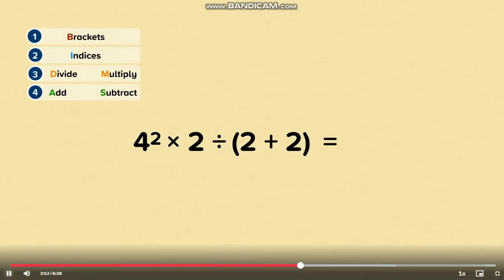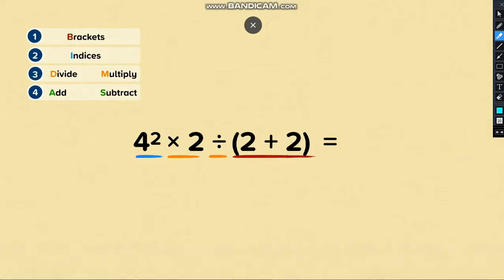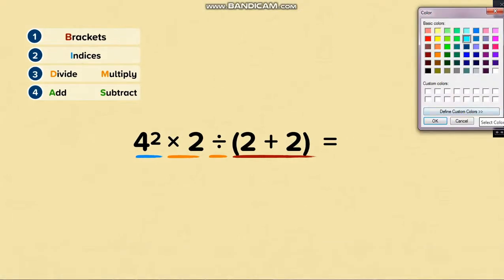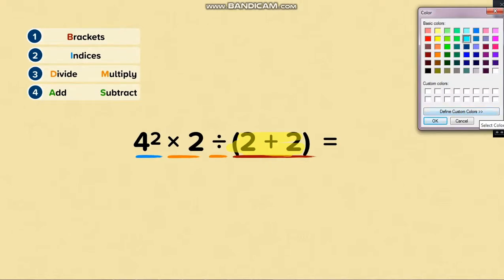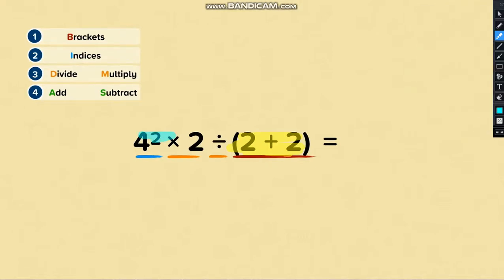Here's another example. First, we identify the operations. First, we've got to solve the operation within the brackets, and then we'll find the result of the index number, and then we'll multiply, and finally, we'll divide. It's an operation of equal priority with multiplication, but we still go from left to right.